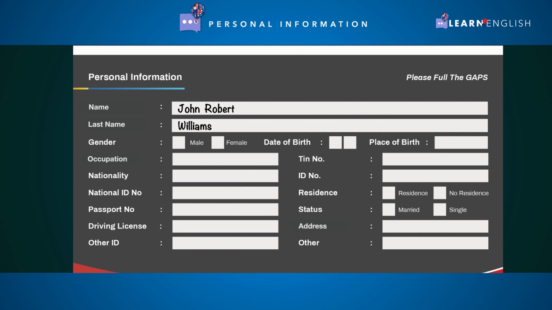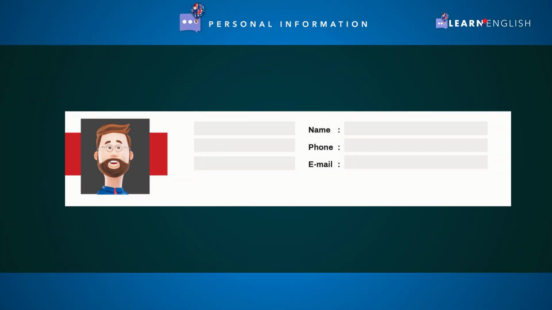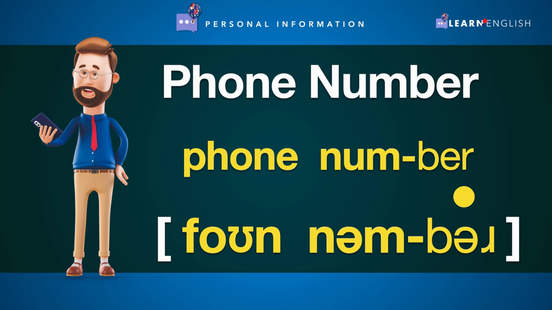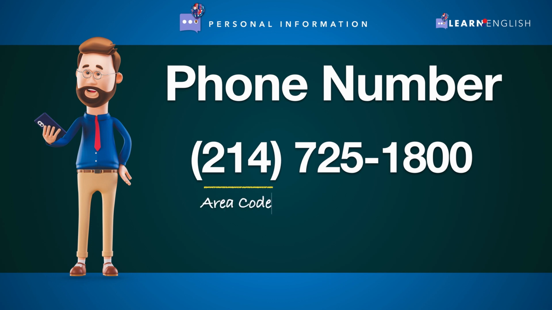Let's fill in the following fields: occupation, business, status, single, and gender, male. Now, let's complete the heading of our information with two words of great importance in our days: phone and email. Phone number. Let's see an example of a real phone and what it consists of: area code, city code, and local number.